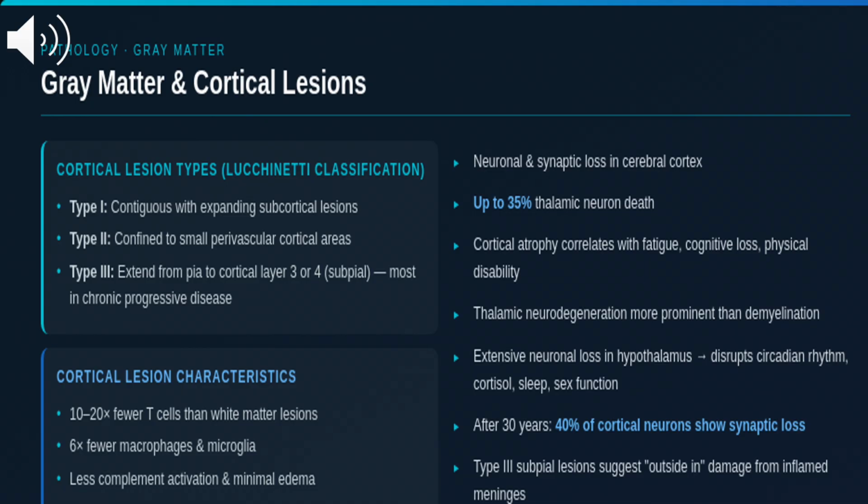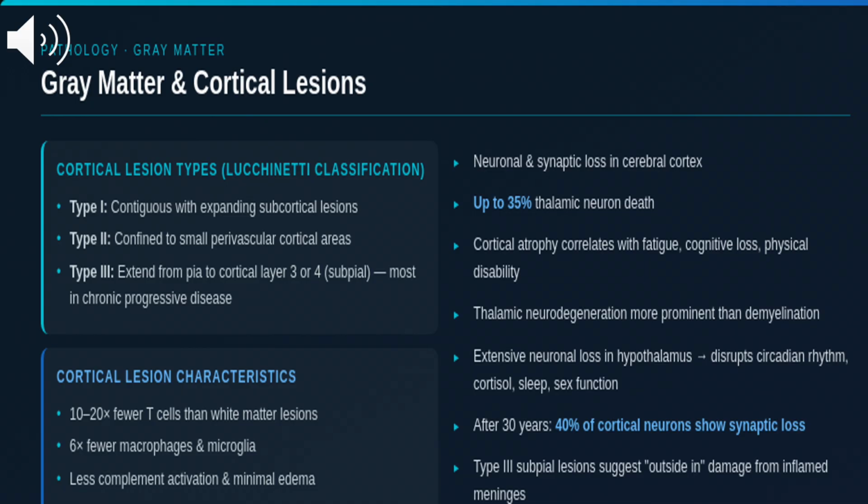The inflammatory profile is fundamentally different. Despite the reduced inflammatory infiltrate, activated microglia still ensheath cortical neurites and apoptotic neurons, contributing to neurodegeneration through innate mechanisms. Up to 35% of thalamic neurons die in MS. After 30 years of disease, 40% of cortical neurons show synaptic loss. The spinal cord is even more severely affected: 60 to 95% synapse loss and 50% anterior horn cell loss.